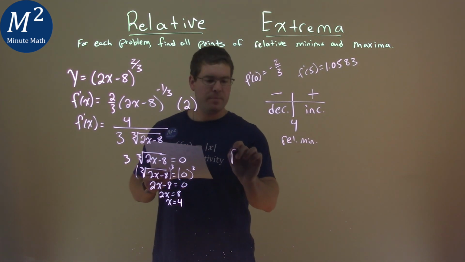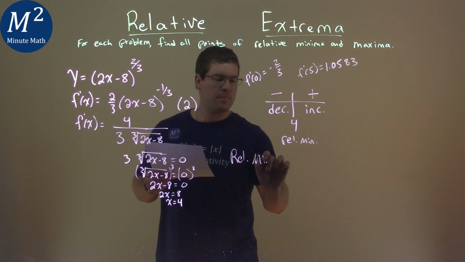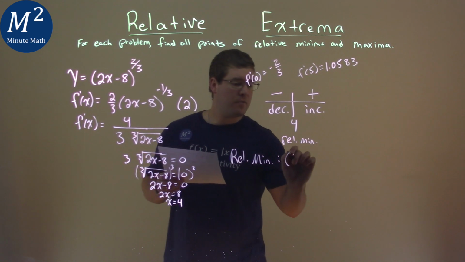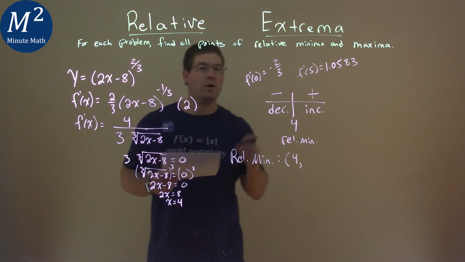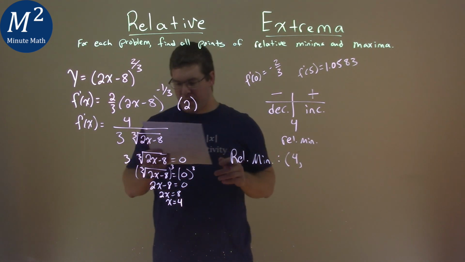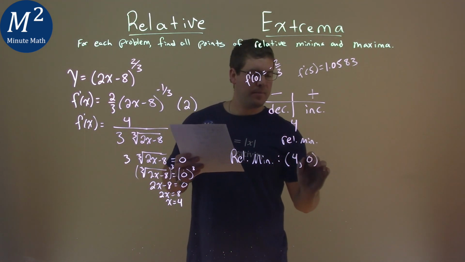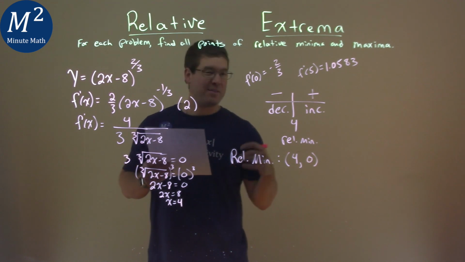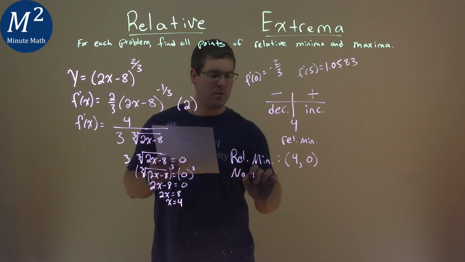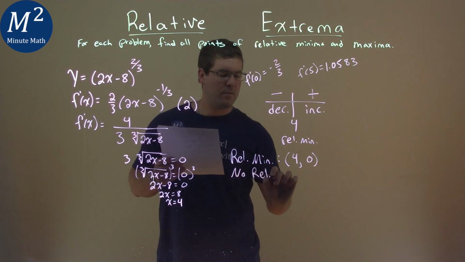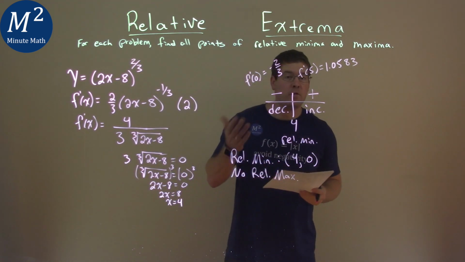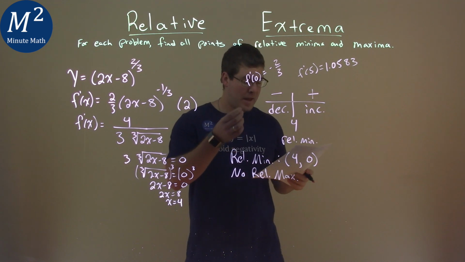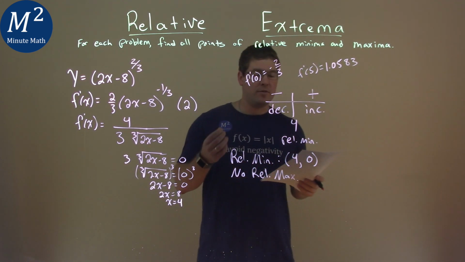So we can label this out. We have a relative min at the x value of 4, and its coordinate point we're going to need to find. We plug 4 into our original function here, and we get a y value of 0. Our relative maximum, we don't have any, so we say no relative maxima right there. And so again, our final answer here is we have a relative minimum at (4, 0), and a relative maxima at, well, nowhere.